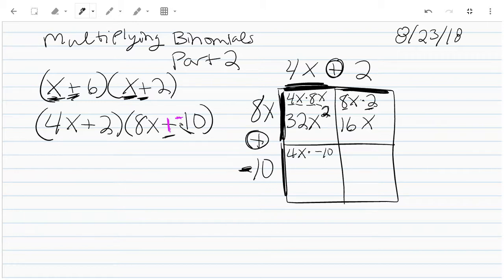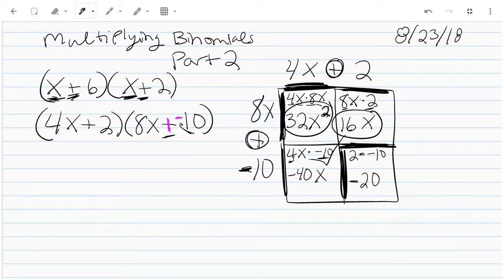You won't always have to write this in here on the top, but it helps for now. So that's going to be 4 times negative 10 is negative 40 with an x. And then I have this 2 and this negative 10. And so that's going to be just 2 times negative 10. And so that's negative 20. And I do the same thing like before. So I'm going to take this number and this and this. These are now like terms because they both have x's in them. So I'm going to add them together.